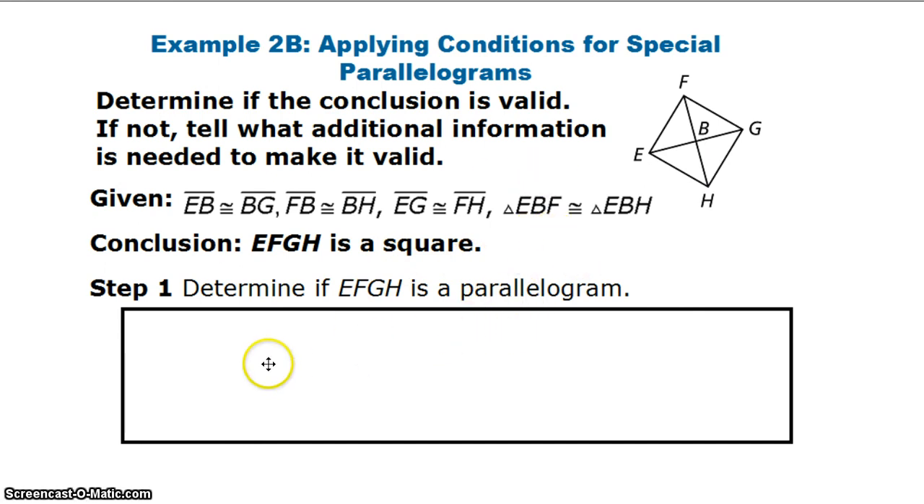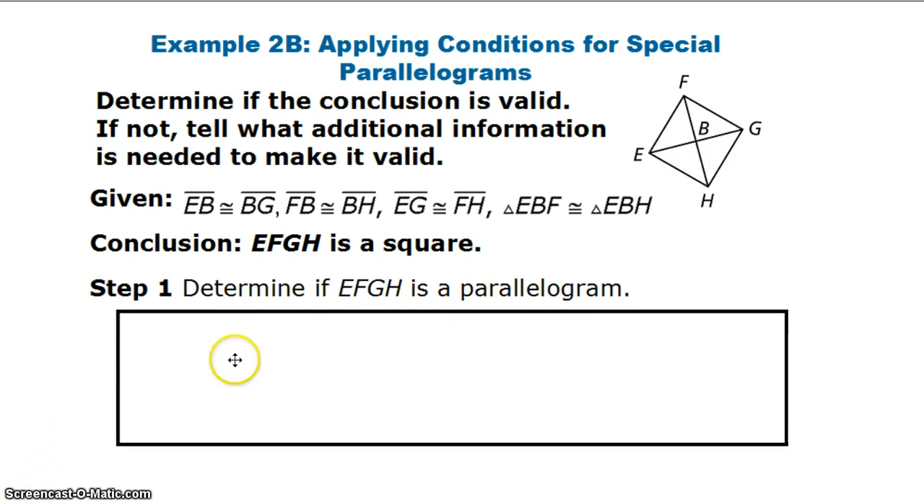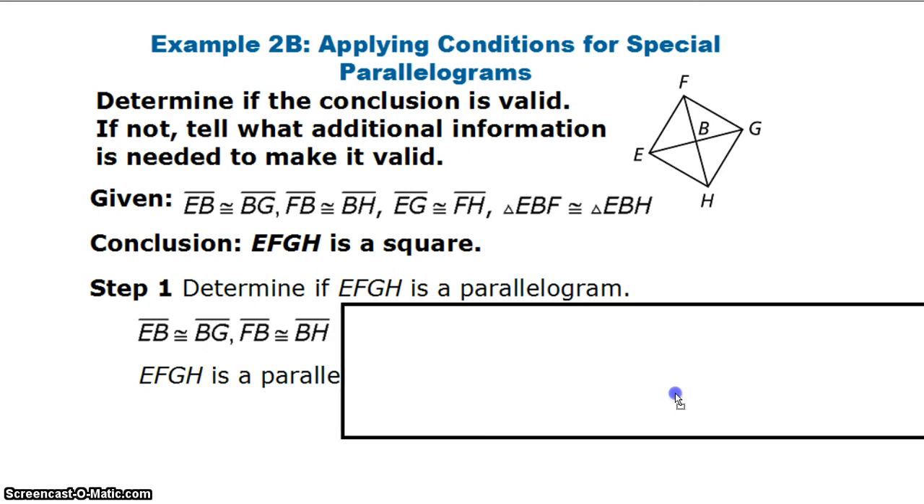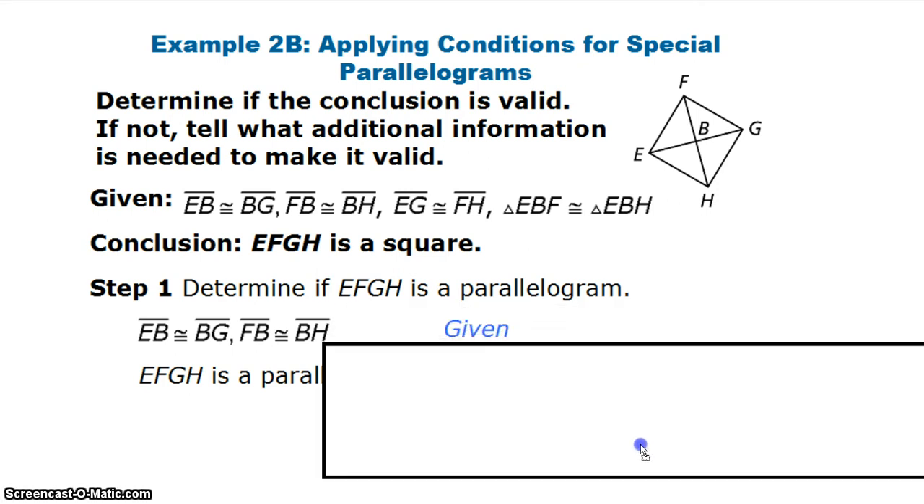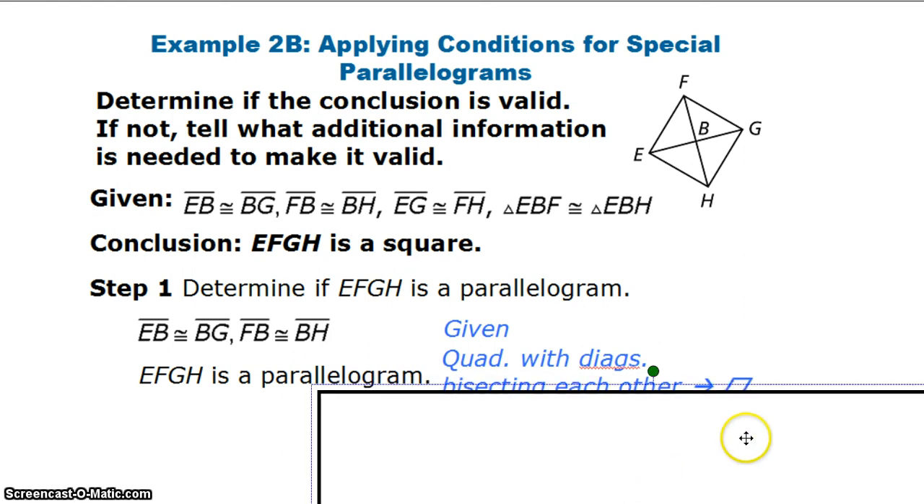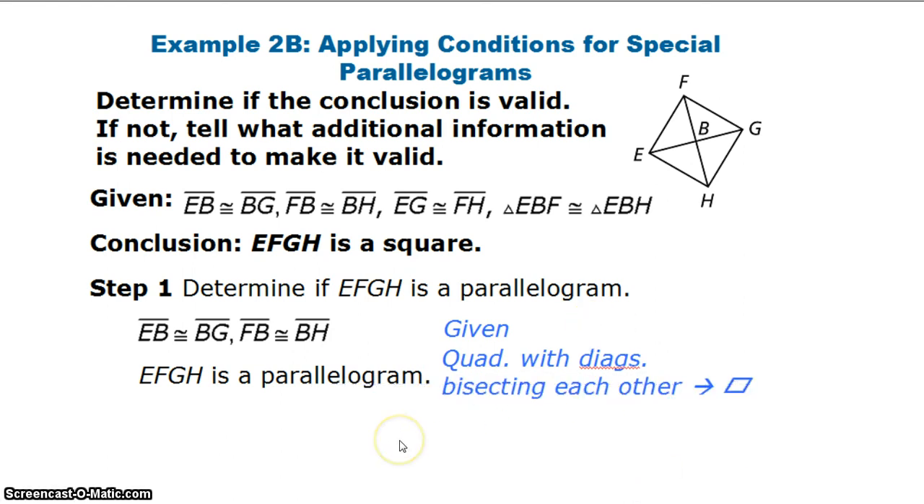So this first step is, can we determine with this given information that EFGH is a parallelogram? And we can. So how can we? We know that we have diagonals which are being bisected. So we can say that EB is congruent to BG and FB is congruent to BH, that's given, which tells us that this is a parallelogram based on the fact that quadrilaterals with diagonals that bisect each other are parallelograms. So we have now stated that this is a parallelogram.